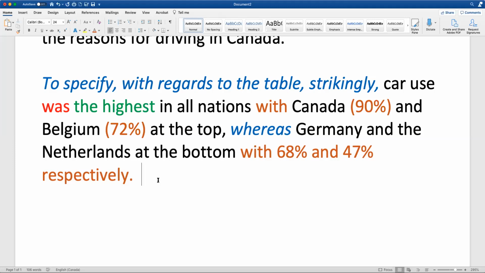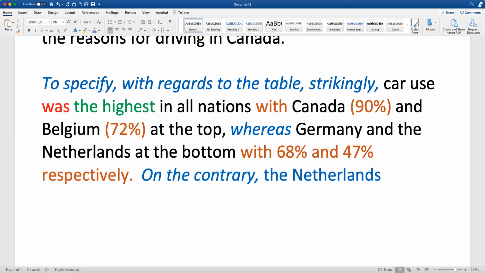So, looks like, which one's the highest in Netherlands? In bicycle. Okay. Which one? Who's the highest? Netherlands, right? Oh, yeah. So that is totally contrary. No, let's not say on the contrary, let's say on the other hand.